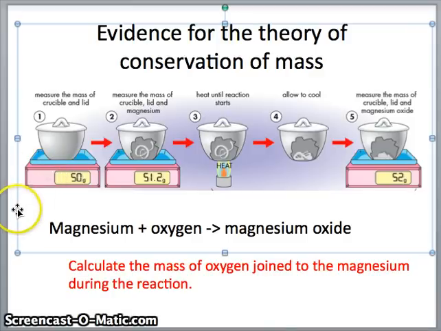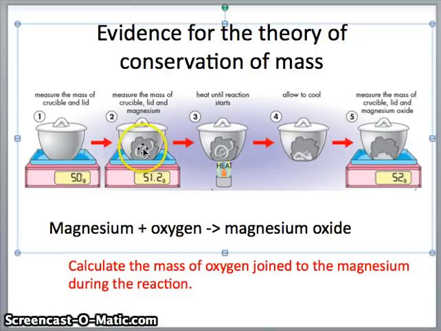in step 1 we take a ceramic apparatus. We call it a crucible. It's just a little bowl called a crucible. It's made out of ceramic. It's good for burning things. And we need a lid on top, which I'll talk about in a second. And we weigh all of that together, just an empty crucible, and we get 50 grams.